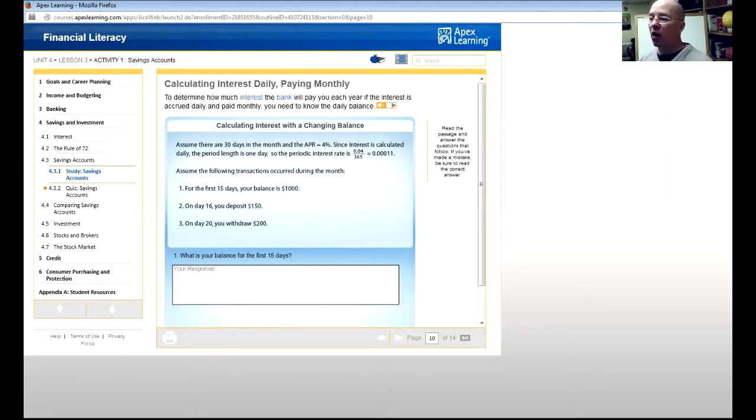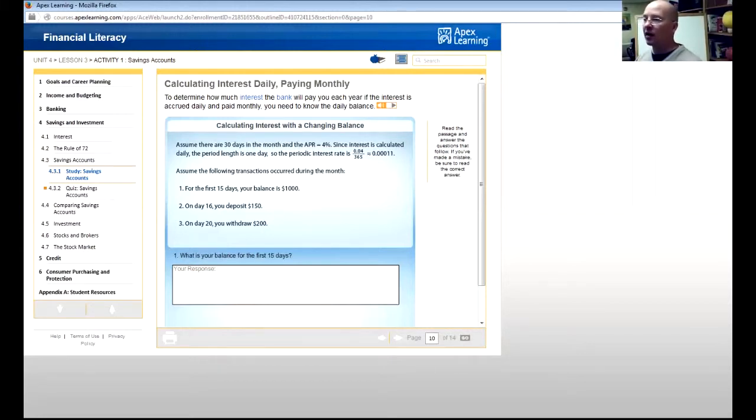Okay? So your problem is going to be just like this. For the first 15 days, your balance is $1,000. And you're trying to figure out how much interest you're earning at the end of the month. You've got about 5 steps to this. So this is page 10. I want you guys to look at page 10.